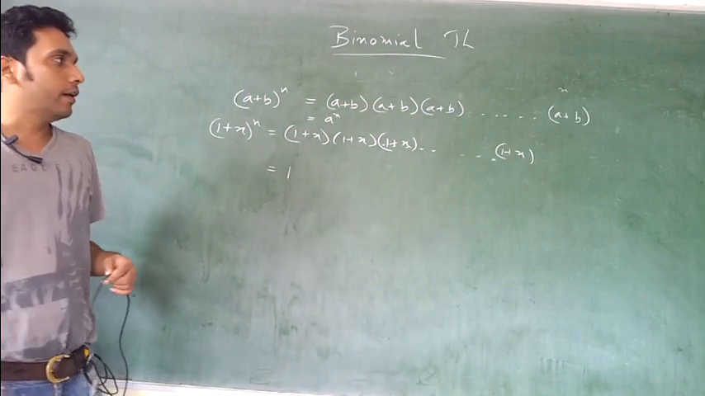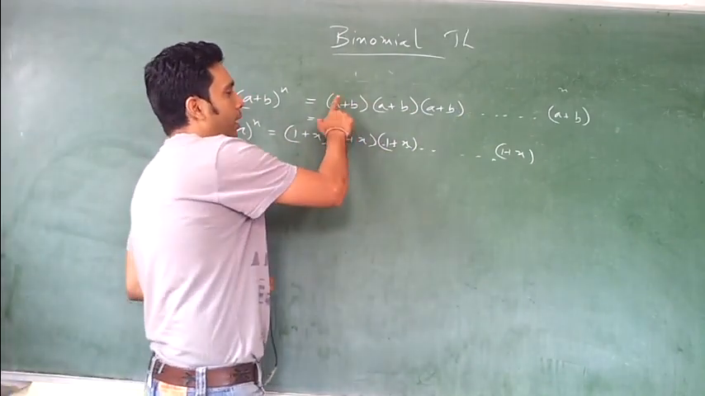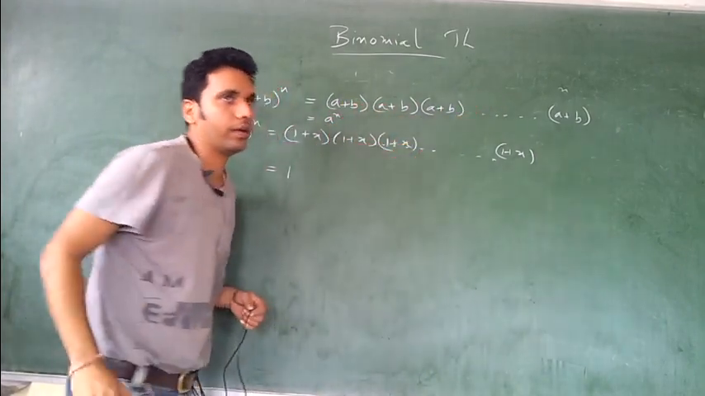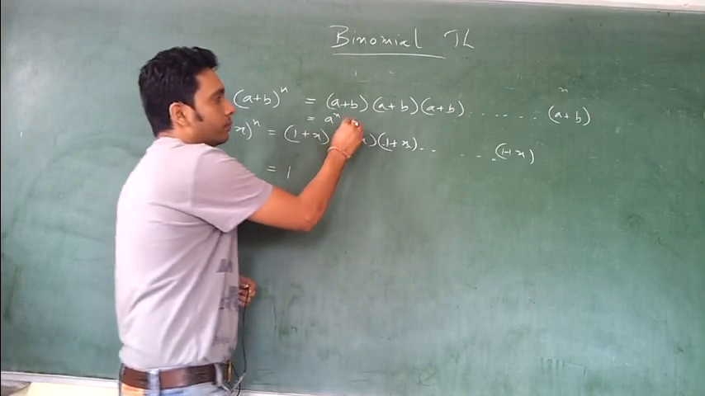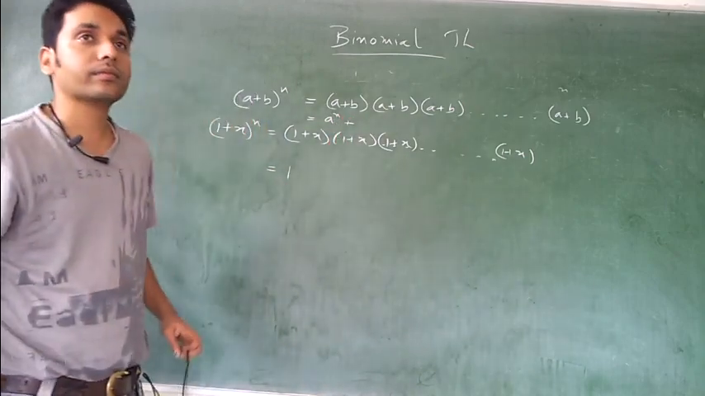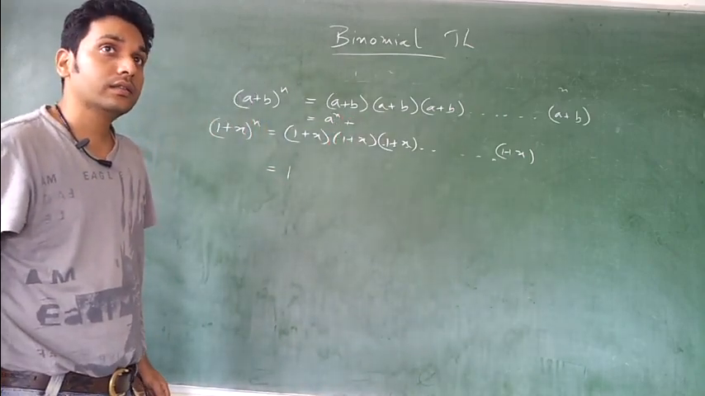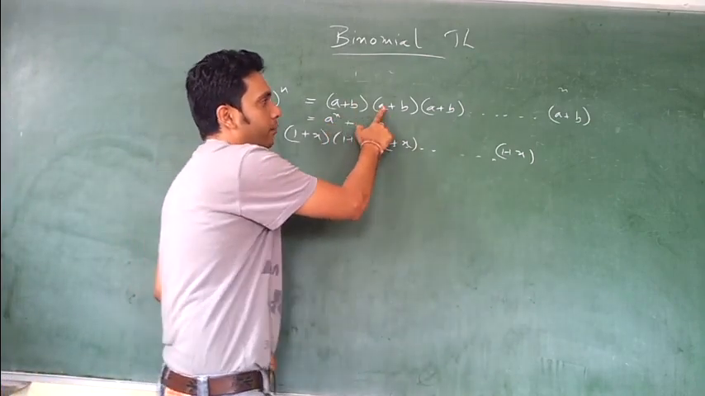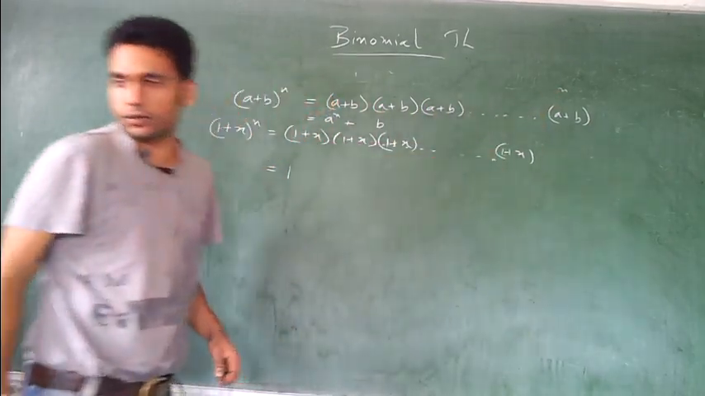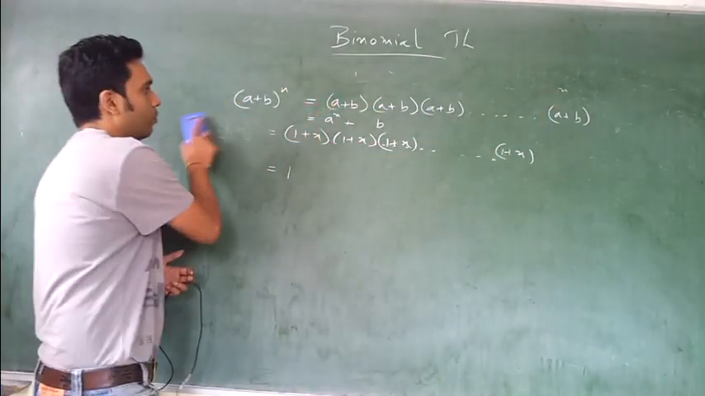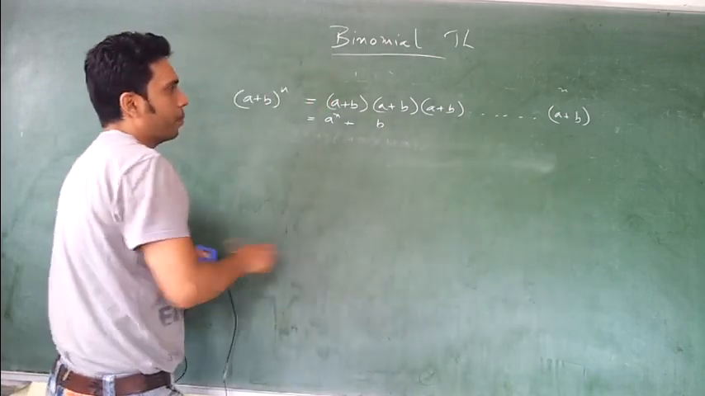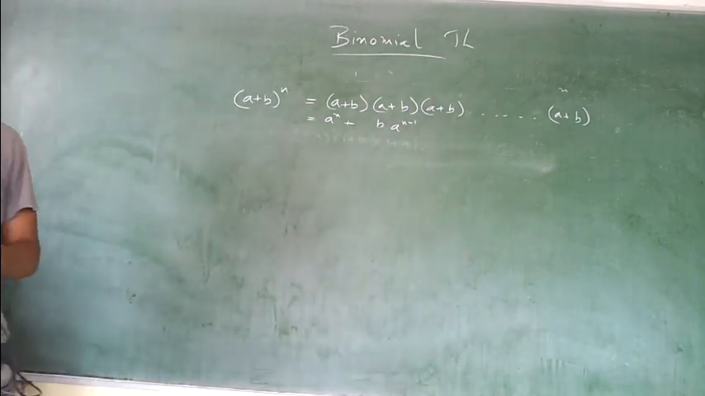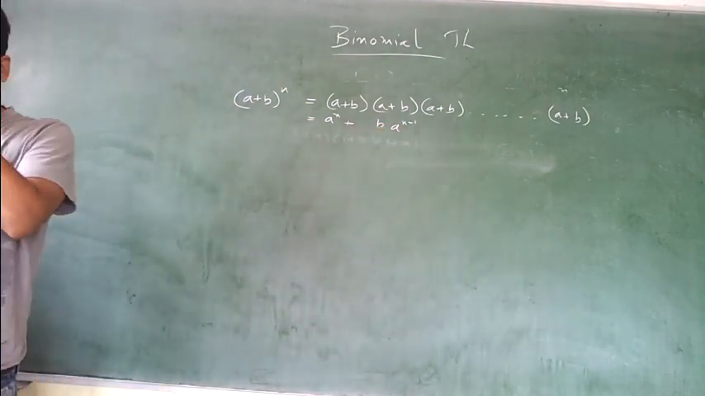Now, suppose I don't take a from one bracket, I take b from here and a from all the other brackets. What will I get? I will get b into a power n minus 1. Is this the only way I'll get b into a power n minus 1, or are there other ways also?